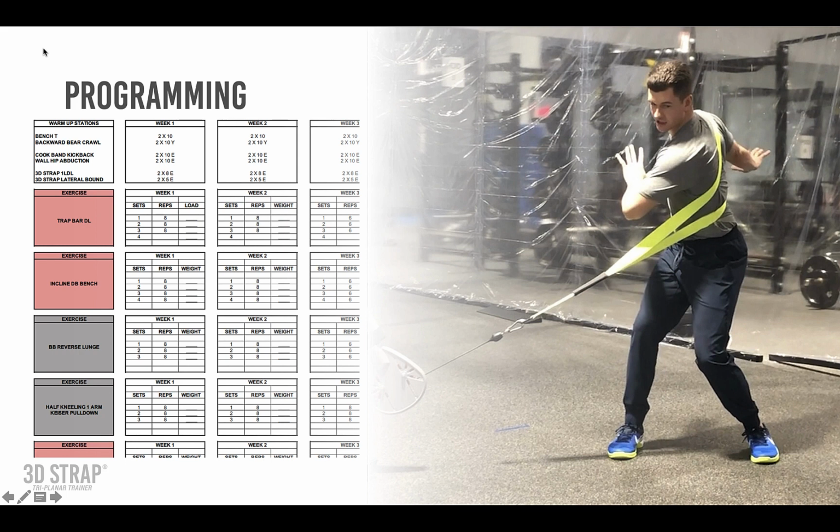For our lower body station, we have a cook band kickback, which is a quadruped hip extension, and a wall hip abduction, which is when you lie on your side up against a wall and you lift or slide that straight leg up the wall. For our 3D strap station, we're going to use a superset that I alluded to earlier in the presentation. We're going to perform one-leg LDLs and lateral bounds together. So you're going to perform all of your one-leg LDLs, and then you're going to perform your lateral bounds, and then you're going to switch sides. I think that makes it a little bit more seamless.